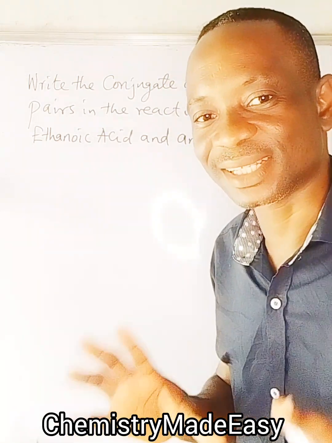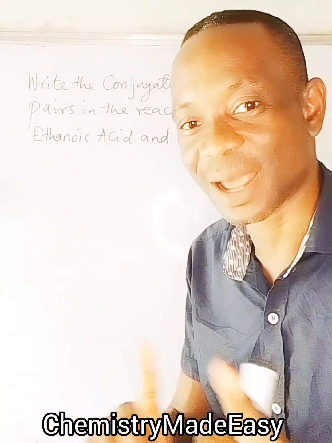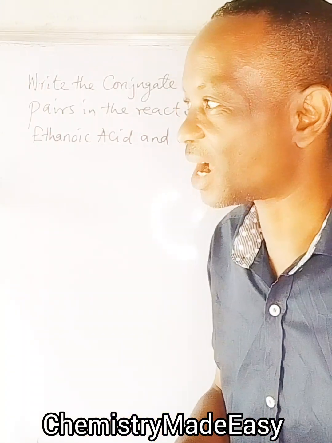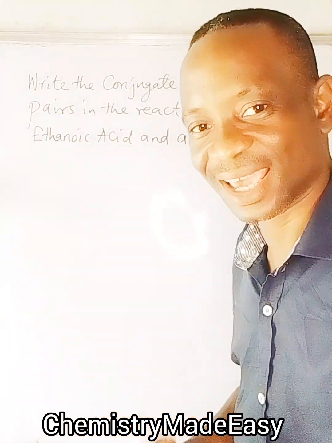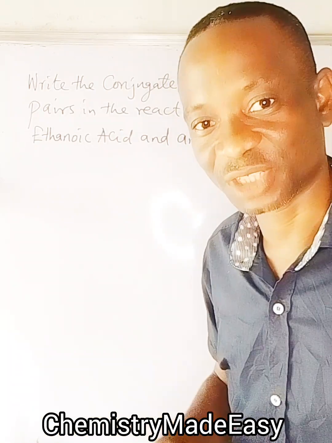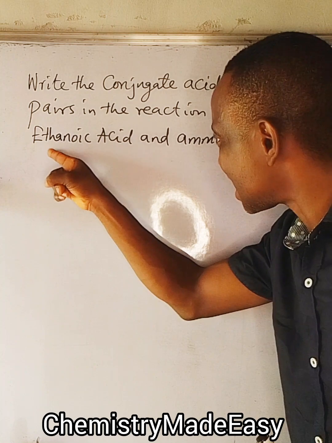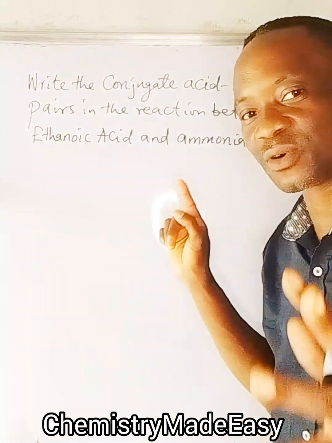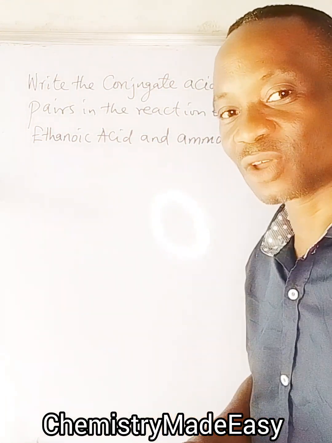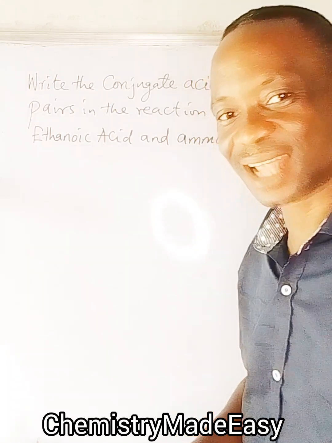Now, a conjugate acid-base pair is a pair of acid and base that are related by loss or gain of a proton or hydrogen ion. Now, we are going to write the equation between ethanoic acid and ammonia first of all to give the products. These products are the conjugate acids and bases.